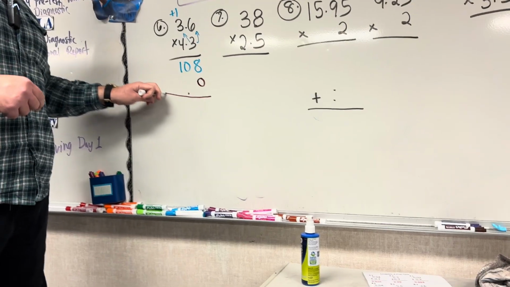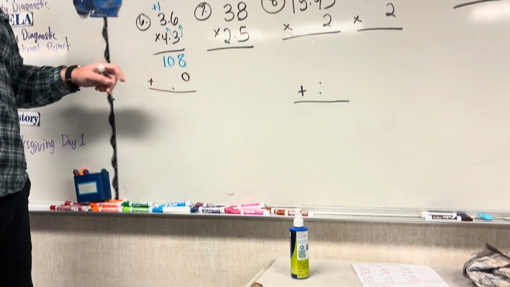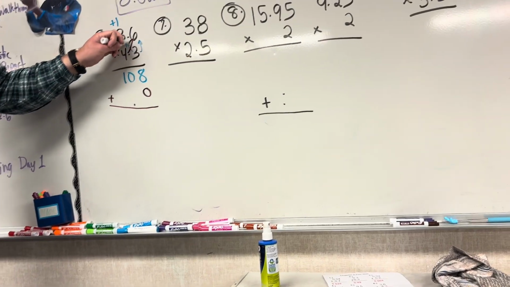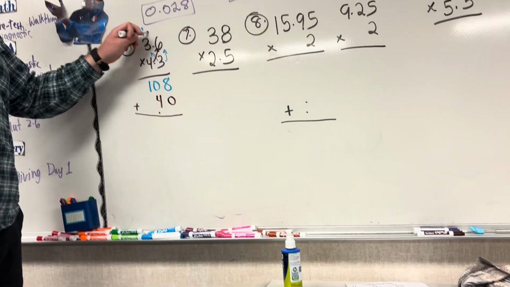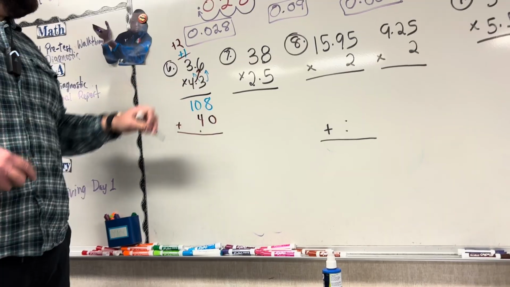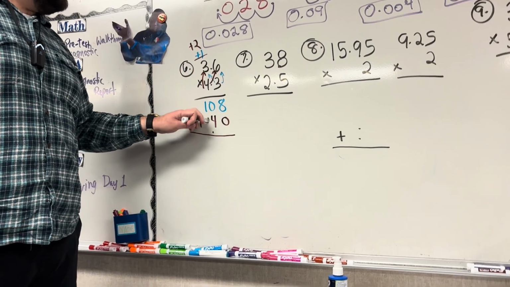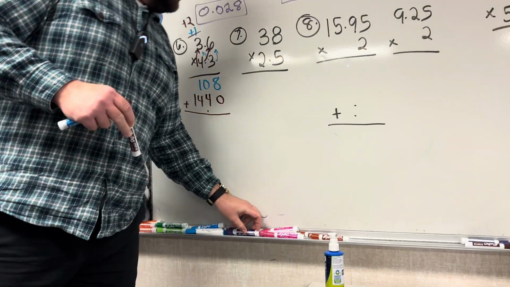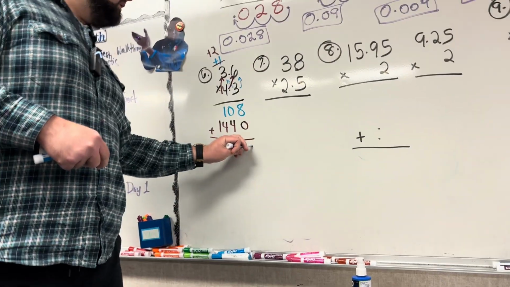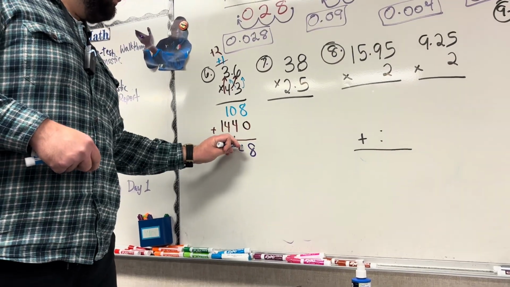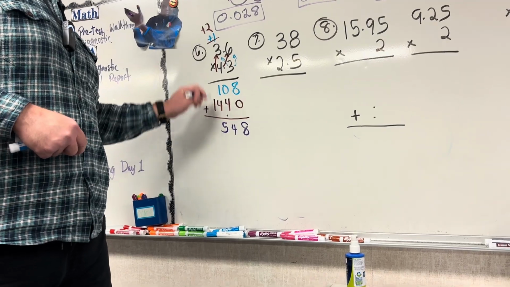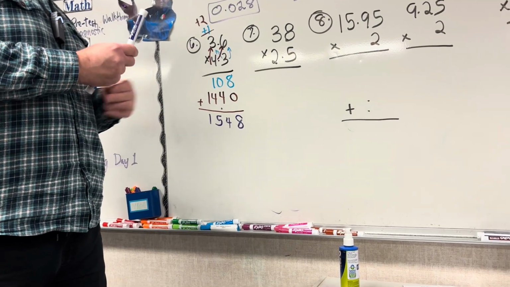Okay, and we are going to add these partial products. So I like to put an addition sign. And we're going to do 4 times 6, which is 24. That gets crossed out. We add a 2. Then we do 4 times 3, which is 12. Plus that 2 makes it 14. Then we're going to add. 8 plus 0 is 8. 4 plus 0 is 4. 4 plus 1 is 5. And 1 plus nothing is 1.